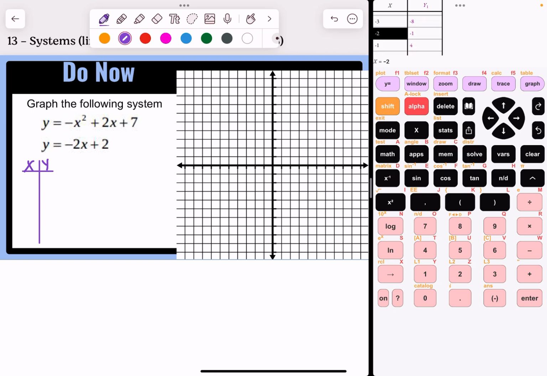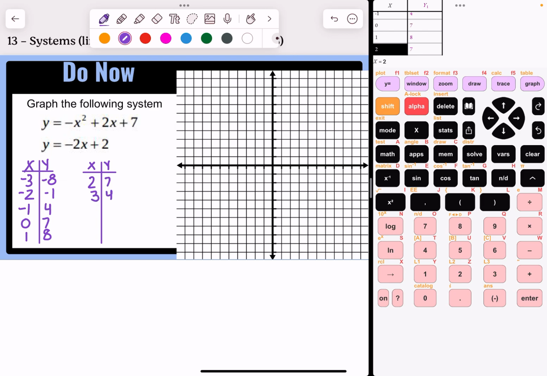I'm going to try to go to the smallest value I could use, -3, -8. Then -2, -1. -1, 4. 0, 7. 1, 8. I have to make a second table. 2, 7, and now they're going to start to repeat. 3, 4, 5, -1, and 6, -8.